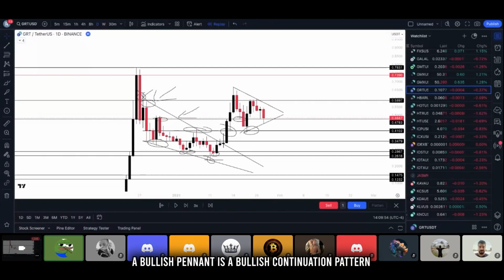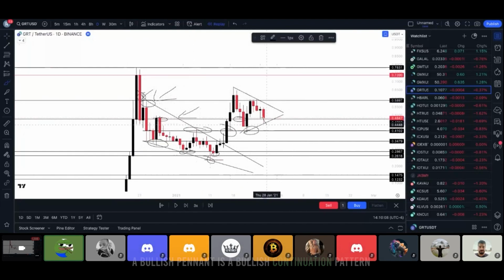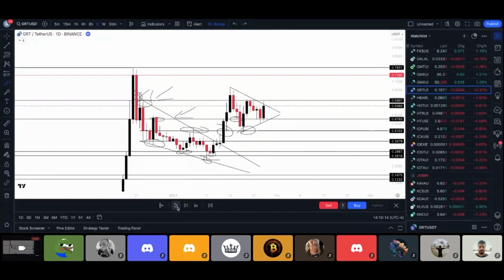Symmetrical triangles are bilateral chart patterns, meaning they could go up or down. Bullish pennants are bullish chart patterns, meaning that they are patterns of continuation. So if you're looking at this pennant right here in an uptrend, this is a bullish pennant. You're looking to long the break once it happens, if you're not long from the bottom.